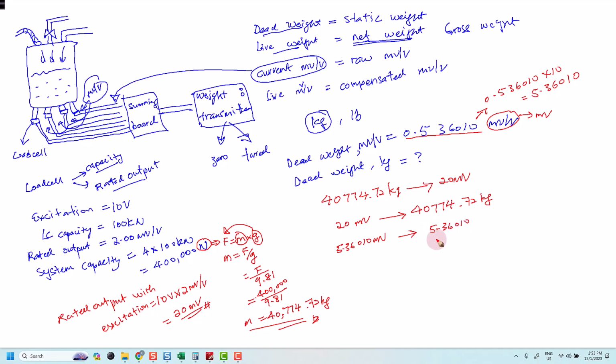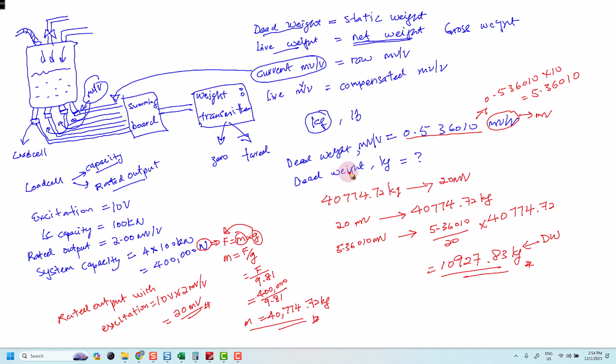5.36010 divided by 20 millivolt, multiplied by this 40,774.72 kilogram, and then you will get about, let me calculate, 10927.83 kilogram. This is my dead weight, or static weight.